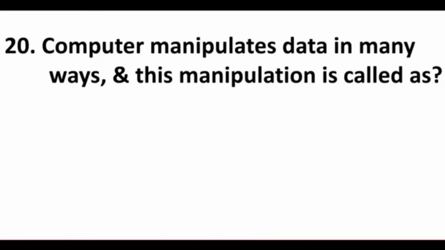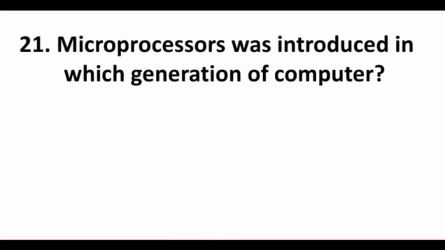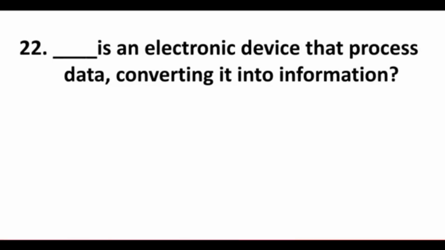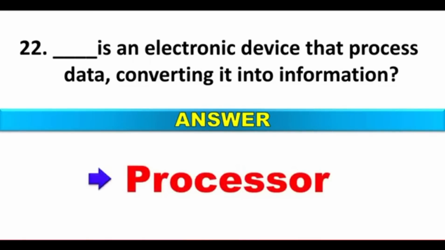Computers manipulate data in many ways, and this manipulation is called processing. Microprocessor is introduced in which generation of computer? Answer: fourth generation. A processor is an electronic device that processes data and converts it into information.